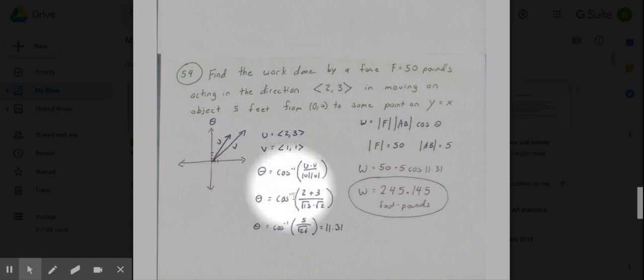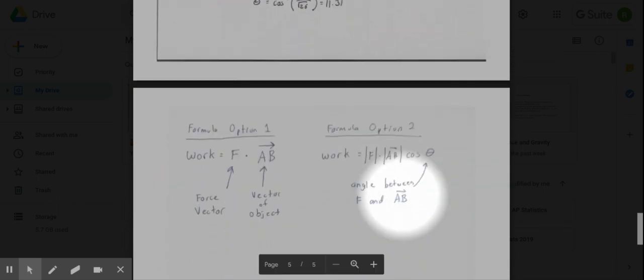So you do the formula out, use your calculator, and get 11.31 as that angle, and then you know everything you need. You know the magnitude of F, you know the magnitude of AB, and now you just found 11.31. Plug it all in, and there's our answer, 245.145 pounds.